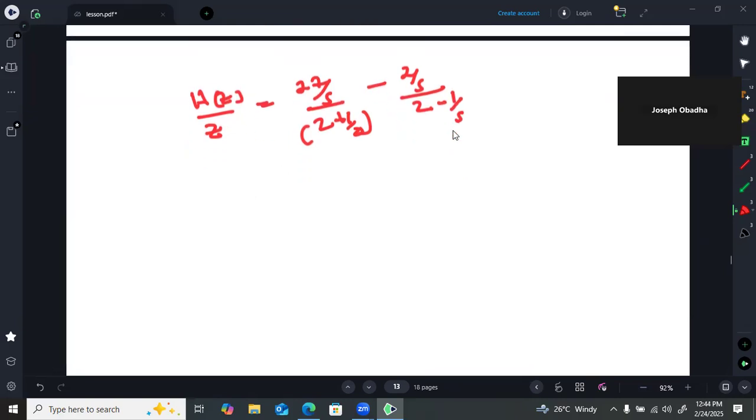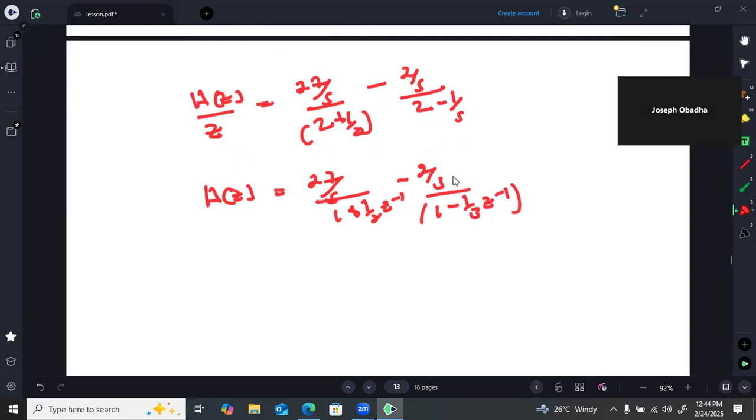So that we have H(z) equal to (27/5) over (1 plus 1/2 z^-1) minus (2/5) over (1 minus 1/3 z^-1). Yeah, this would be a 3 actually. This would be 3.